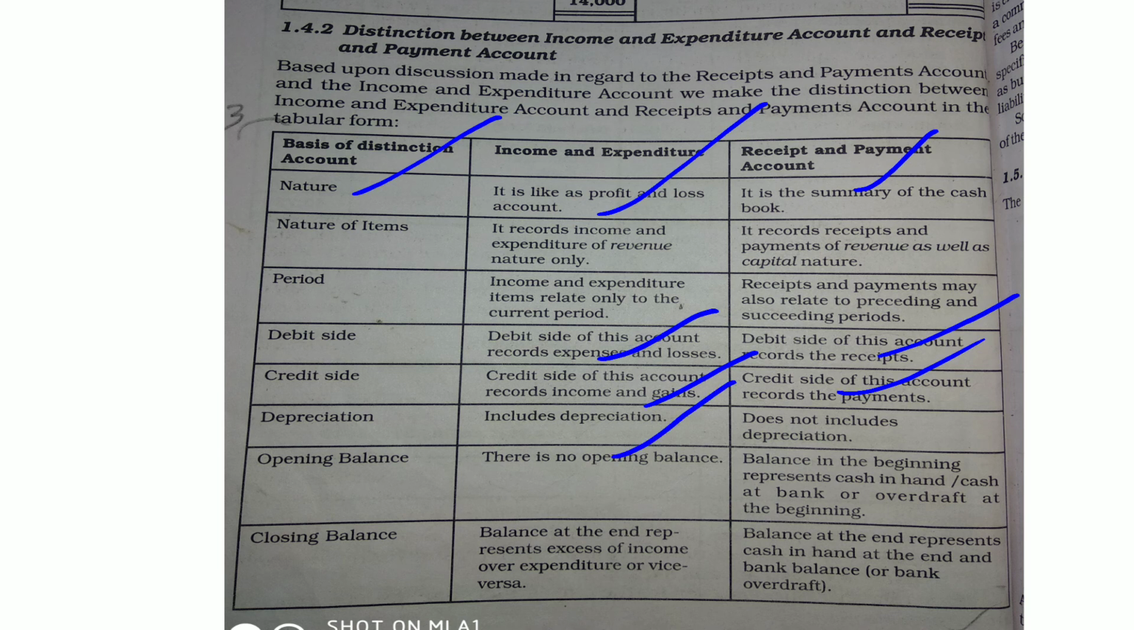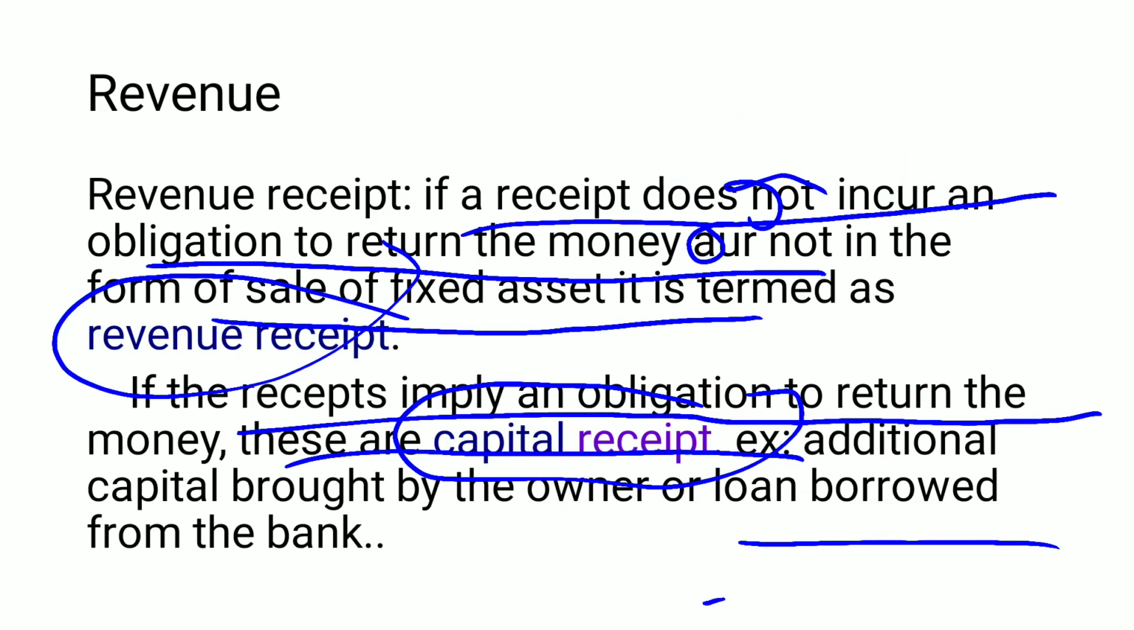Next, in the income and expenditure account, depreciation is included. As I already told you, non-cash expenses are recorded, but in the receipt and payment account, non-cash expenses are excluded, means it is not recorded. And in the income and expenditure account, there is no opening balance. As you know, in the receipt and payment account, we record the opening balance, means of cash and bank.